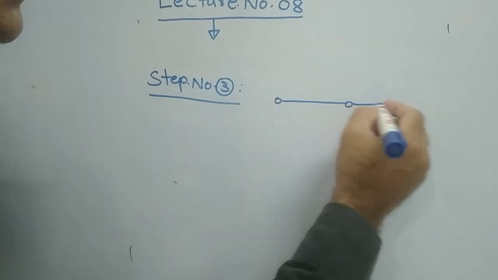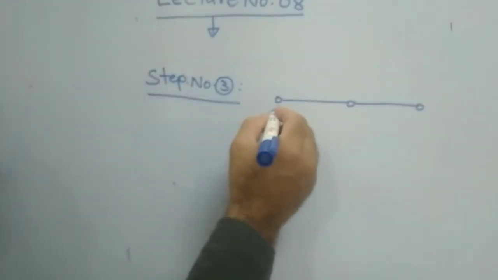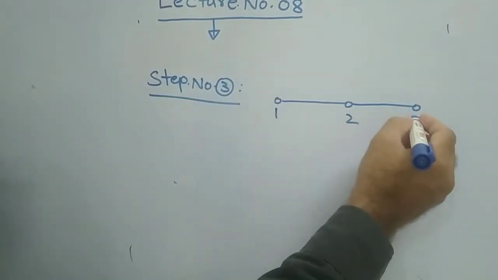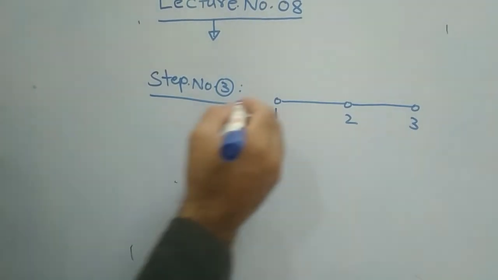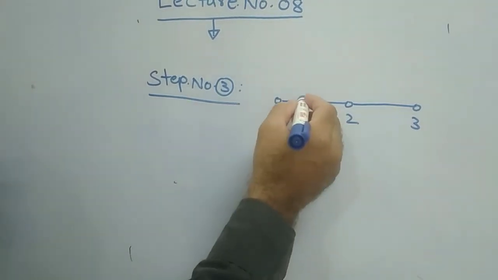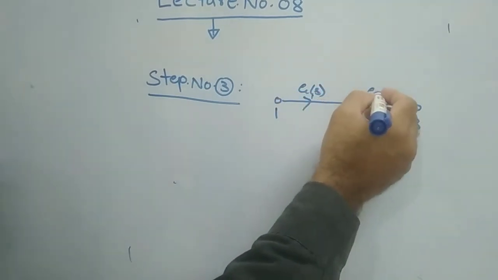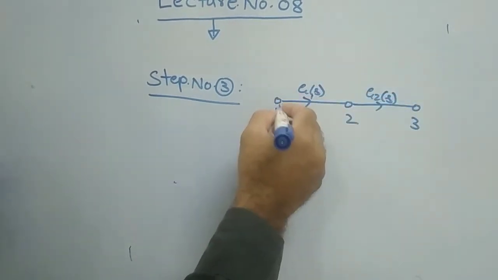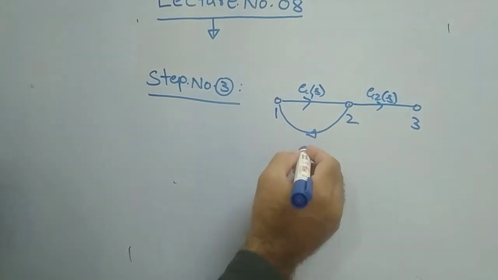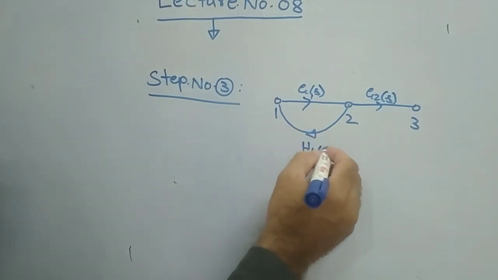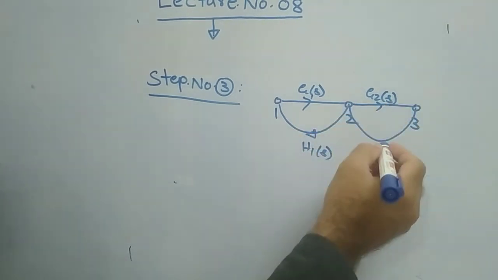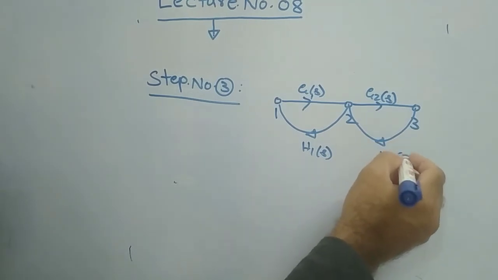Let us say, for example, this is the given signal flow graph. Node 1, node 2, node 3. And as I explained previously, this is G1 of s, this is G2 of s, let us say. This is your loop, H1 of s, and let us say H2 of s.